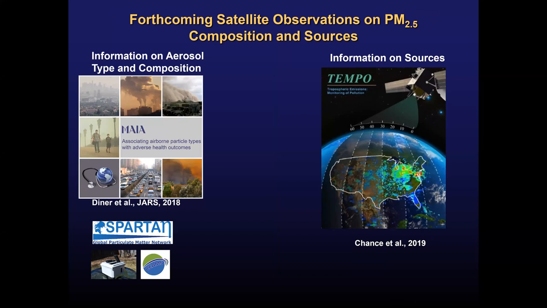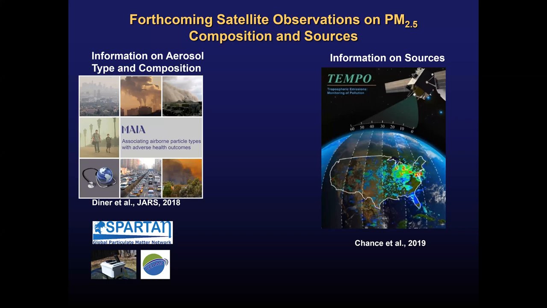First being the MAIA satellite instrument led by David Diner. This instrument is cleverly designed with a broad spectral range, with a multi-angle capability and polarization sensitivity that should offer unprecedented information about PM2.5 chemical composition. It's also innovative in being tied to ground-based measurement networks on PM2.5 chemical composition, both SPARTAN at the international scale, as well as an innovative instrument being designed by John Volckens at Colorado State University.